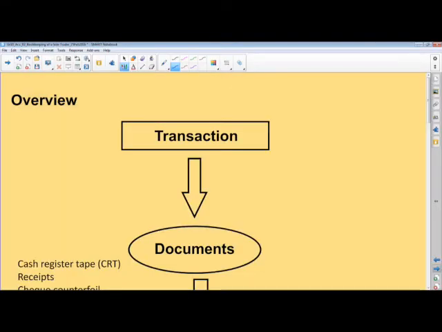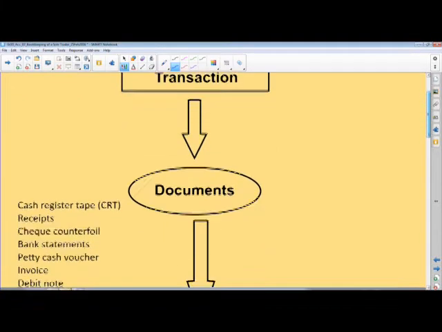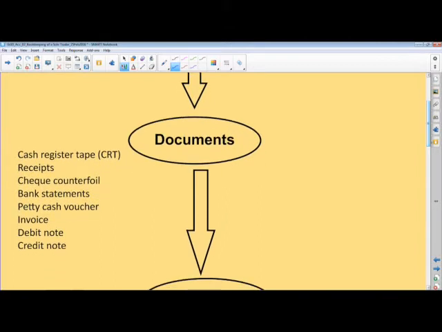Now what happens after a transaction? And this is where we will record the first thing. So the transaction will firstly be recorded in a source document. Now let's go and look at the source document. We have a few source documents.